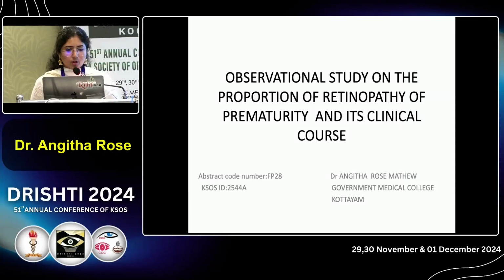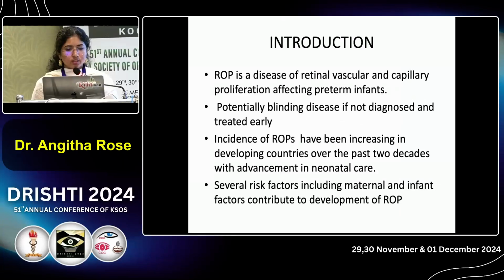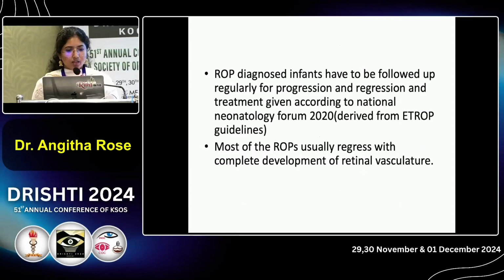My paper is an observational study on the proportion of retinopathy of prematurity and its clinical course. ROP is a disease of retinal vascular and capillary proliferation affecting preterm infants. It is a potentially blinding disease if not diagnosed and treated early. Incidence of ROP has been increasing in developing countries over the past 2 decades with advancement in neonatal care. There are several risk factors, including maternal and infant factors, which contribute to the development of ROP.